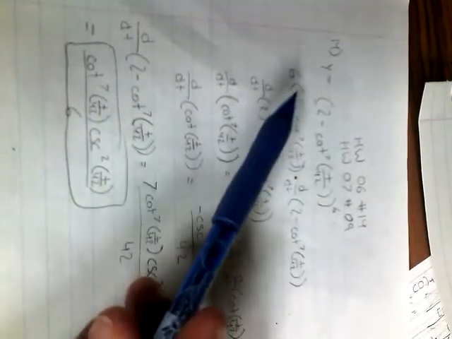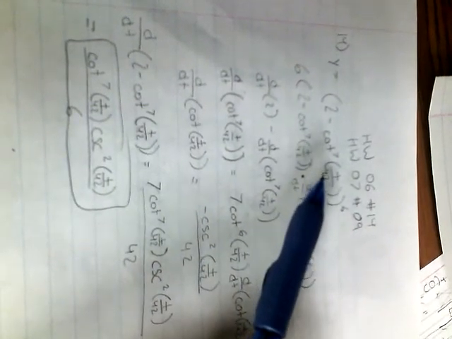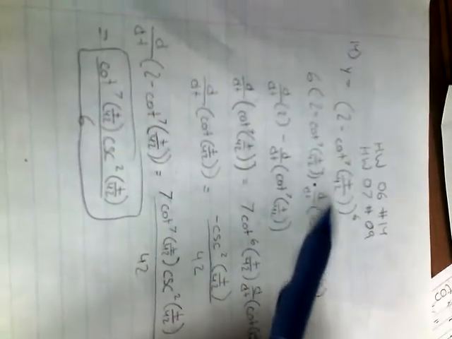Homework 6, problem 14. Y equals 2 minus cotangent to the 7th power t over 42 to the 6th power. Find the derivative of this equation. So in order to solve this problem, we first need to start with the chain rule, seeing that there's an exponent 6 out here. So that becomes 6 stuff, what's in the middle we leave the same, times the derivative of that stuff in the middle.